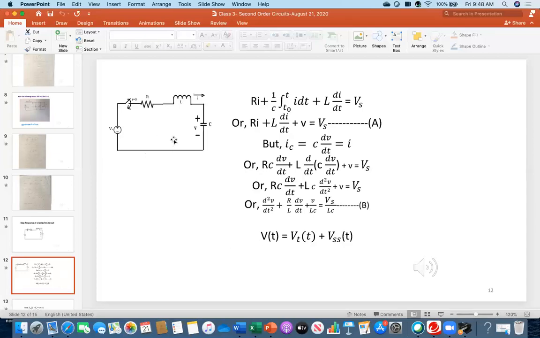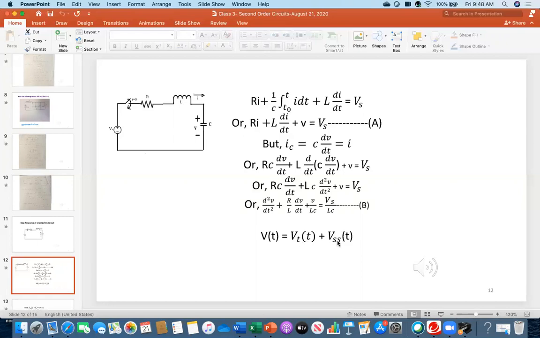The problem that we discussed so far in previous classes was always source free. There was no existence of Vs or the current. That's why we did not take care of the second part. That is our solution, Vt, whatever this format is, overdamped, underdamped, or critically damped.